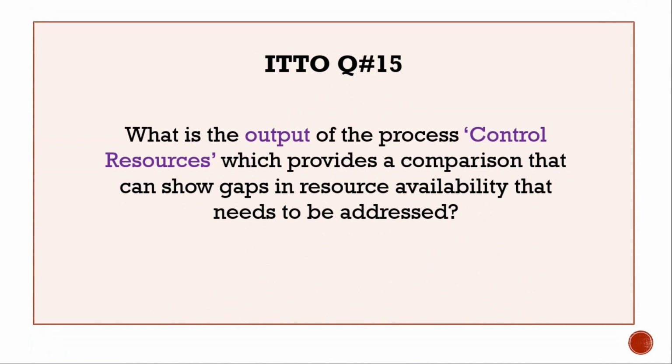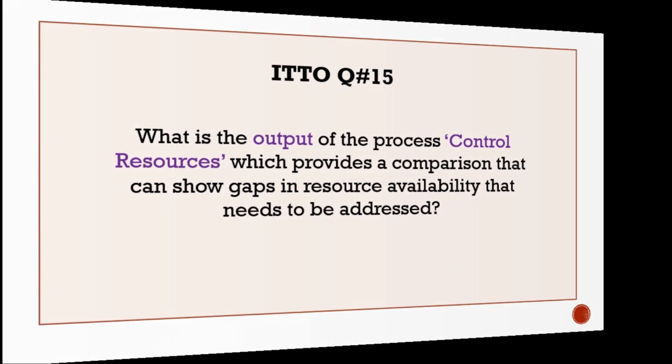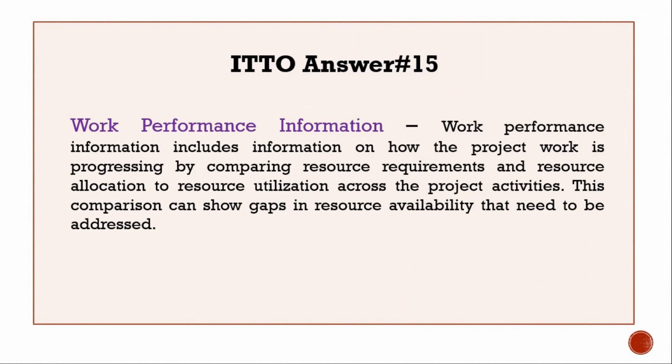ITTO question number 15. What is the output of the process control resources which provides a comparison that can show gaps in resource availability that needs to be addressed? Answer: work performance information. Work performance information includes information on how the project work is progressing by comparing resource requirements and resource allocation to resource utilization across the project activities. This comparison can show gaps in resource availability that needs to be addressed.